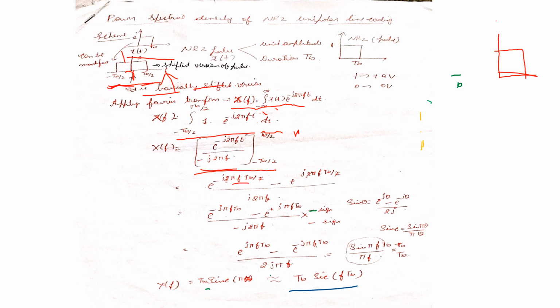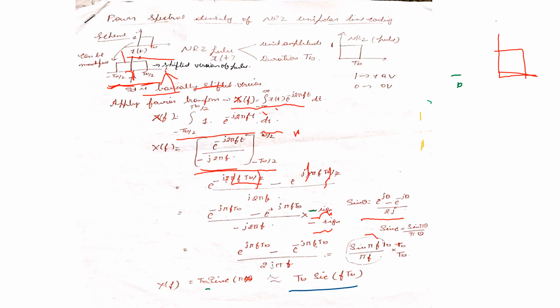When you apply the limits, the 2 and 2 get cancelled, so it is divided by j 2 pi f. Now I'm going to multiply by the negative sign so that it can match sin theta equal to e to the power of j theta minus e to the power of minus j theta divided by 2j. After multiplying by the negative sign, it becomes e to the power of j pi f Tb minus e to the power of minus j pi f Tb divided by 2j pi f.